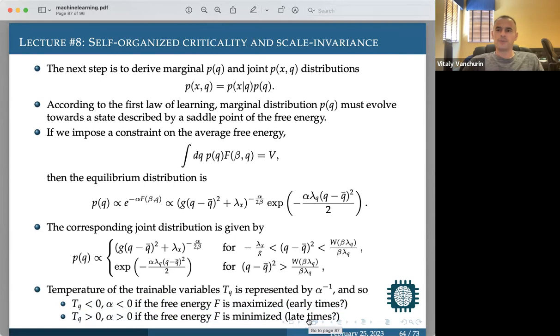Okay, so I'm done with the simple toy model. Only one trainable, one non-trainable. All we're going to do for the rest of the lecture is first generalize this model to more trainable and more non-trainable variables, and then see the results of the numerical simulations. Questions?